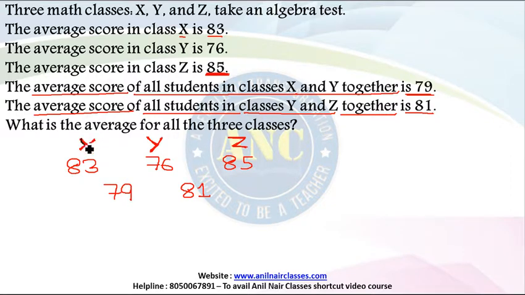Now, if I take X and Y, and if I allocate, I will get X by Y ratio, or X is to Y. 76 minus 79 is minus 3, I will just write it as 3. 79 minus 83 is minus 4. Minus 3 by minus 4 is 3 is to 4.